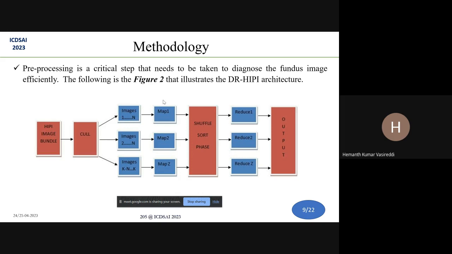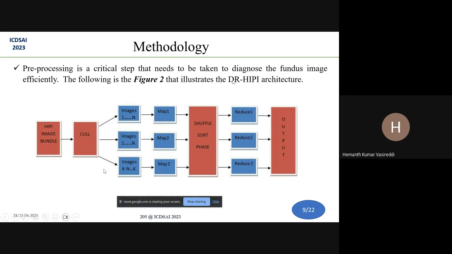So there is a slight variation in the architecture when compared from text data to image data. The first one is, if I assume we have an image bundle, just like how we collect a corpus of text, in the same way we load the images here. And cull is the next phase, where based on a specific set of rules that we have, we process that in the cull phase. And we go to the map phase, where all the images will be split.